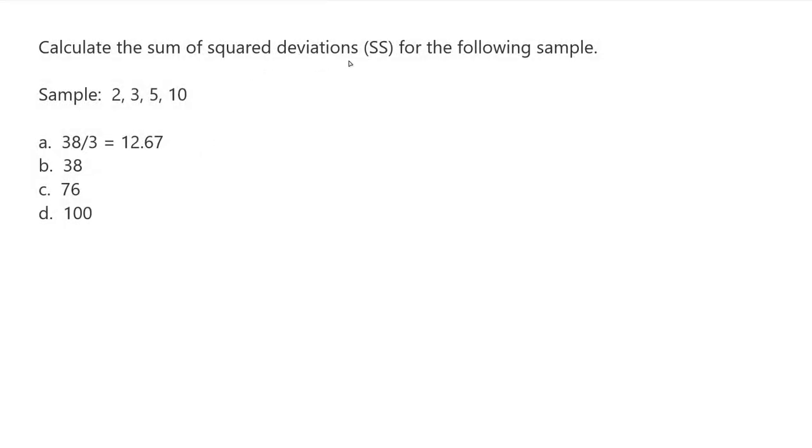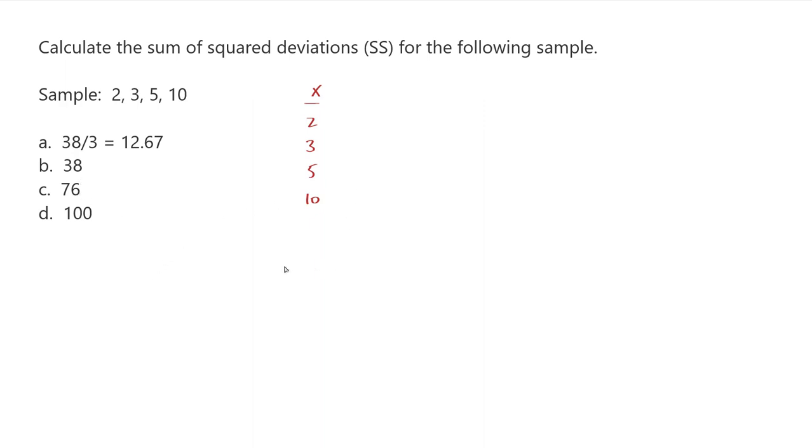Calculate the sum of squared deviations, or SS for short, for the following sample. Our sample is made up of the numbers 2, 3, 5, and 10. And the answer could be either 38 divided by 3, which gives us 12.67, or 38, or 76, or 100.